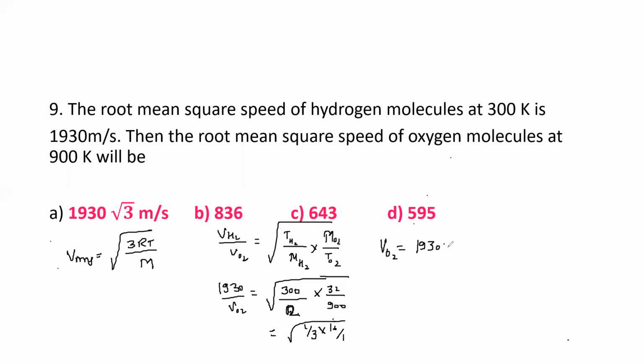1930 into root of 3 divided by 4. What I did here: the square root of 16 is 4. So 1 divided by root 3 is there; if it goes to the other side, it becomes into root 3 divided by 4. Now you can simplify here. If I simplify this, we will get 836 meter per second. That is, option B is the right option.